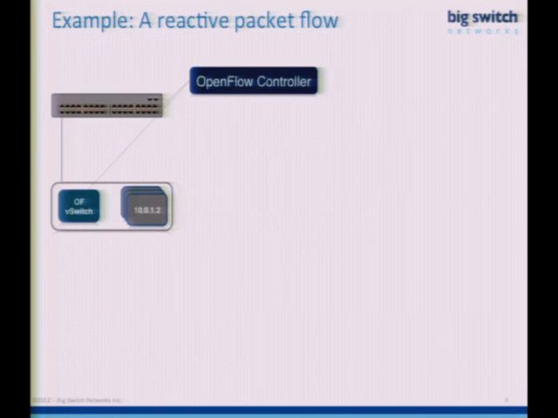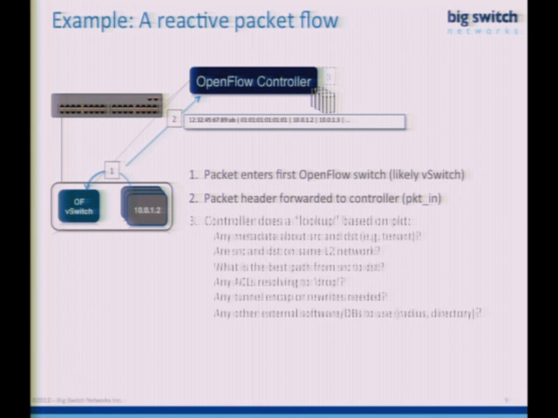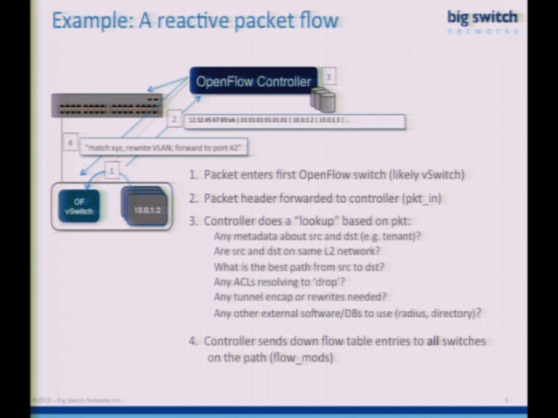Just to look at an example of that, say a packet enters a switch. In this case, it could be a vSwitch, like Open vSwitch, that runs on a hypervisor. The packet header is forwarded to the controller, and the controller does a lookup and decides what to do with the packet. It'll send a flow mod down to the switch to tell it to do whatever the logic tells it to do. And all subsequent packets that come into that switch are then switched at line rate, because now the switch is going to handle that in hardware. So it'll just update its TCAMs accordingly.